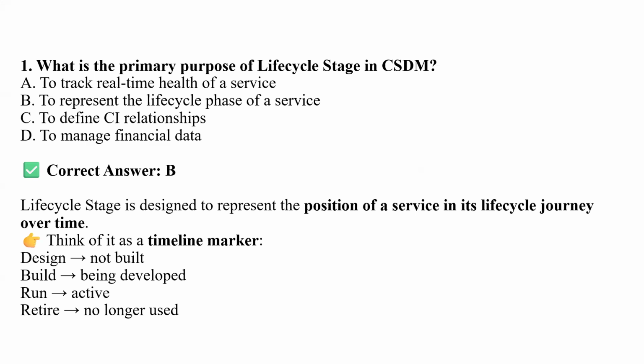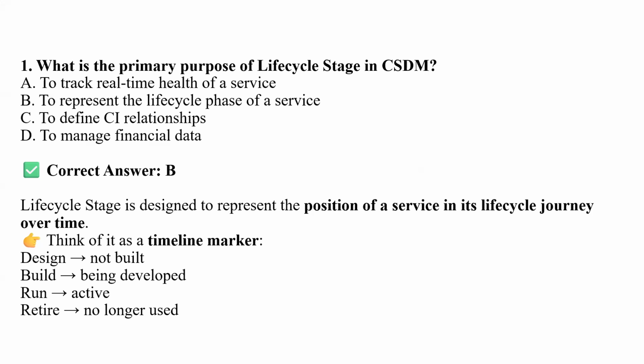Lifecycle stage is designed to represent the position of a service in its lifecycle journey over time. It's a timeline marker. For example, lifecycle stage includes 4 types: design, build, run, and retire. Design means it's not built yet, it's planning. Build means it's being developed. Run is in active condition. Retire is no longer used.